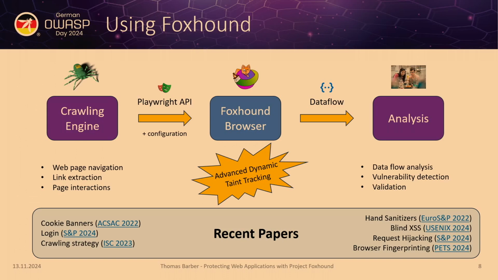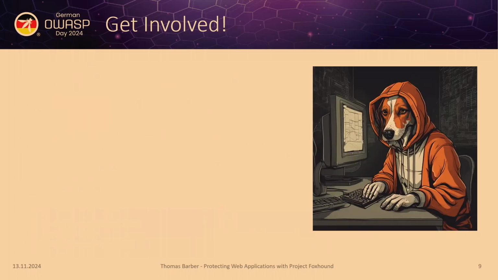On the other side, we've got a number of studies which are more focused on the analysis side. There was a study we did looking at the effectiveness of handwritten sanitizer functions. Also a couple of studies looking at new vulnerability classes, and even recently using the same taint tracking functionality to detect browser fingerprinting. So branching out a bit away from security, but applying Foxhound as a tool to the privacy case.